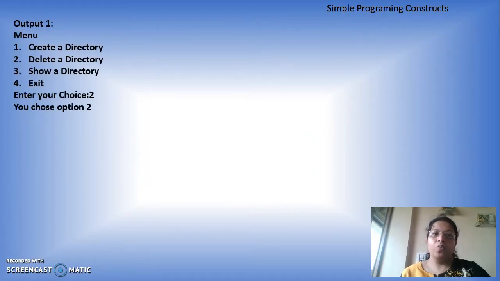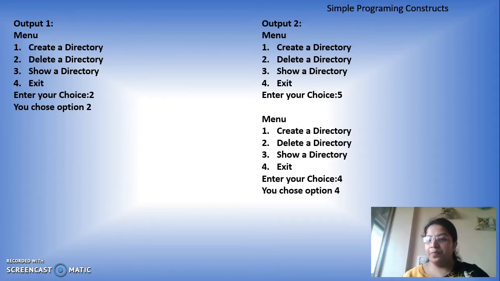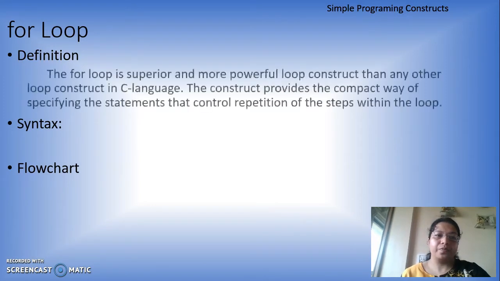Menu 1, 2, 3, 4. The user enters 2. It displays you chose 2. Output 2. Menu 1, 2, 3, 4. If by mistake the user enters something except 1, 2, 3, 4, it again displays the menu 1, 2, 3, 4.